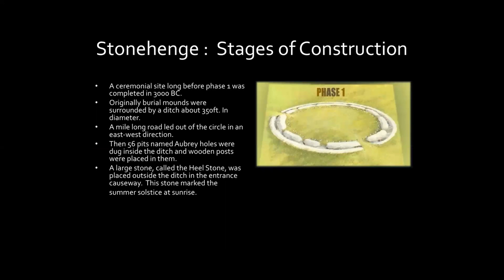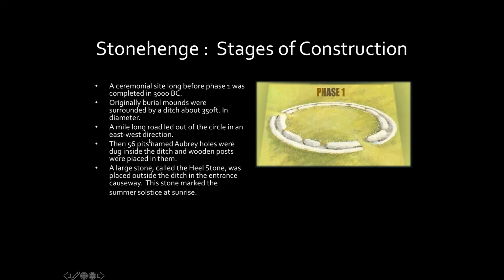So Stonehenge had many stages of construction, even before they put up the big famous stones. It was a ceremonial site long before phase 1 was completed in 3000 BCE, so we have evidence of them flattening out this particular area before 3000 BCE. And then at around that time, they were originally burial mounds surrounded by a ditch about 350 feet in diameter. A mile-long road, so a flattened out area, led out of the circle in the east-west direction.